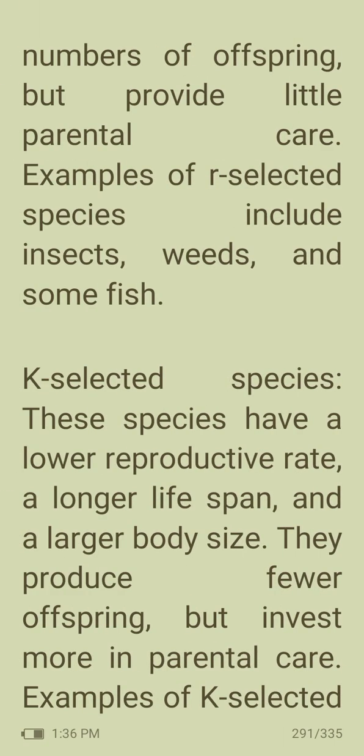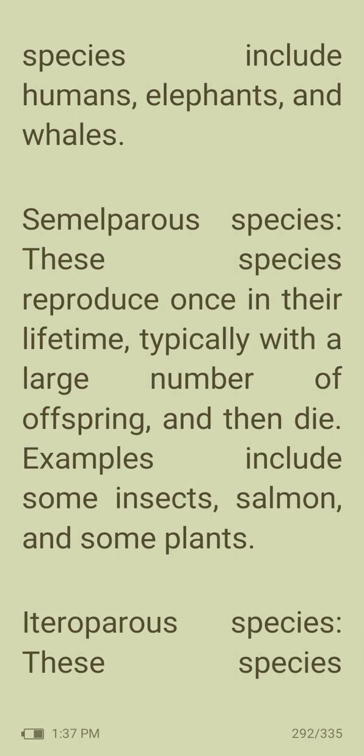So which are the K-selected species? K-selected species have a lower reproductive rate, a longer lifespan and a larger body size. They produce fewer offspring but invest more in parental care. Examples of K-selected species include humans, elephants and whales.